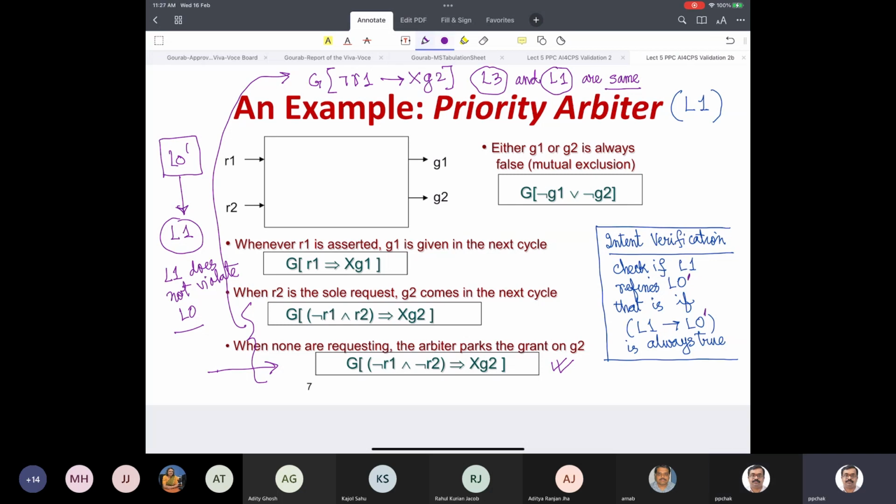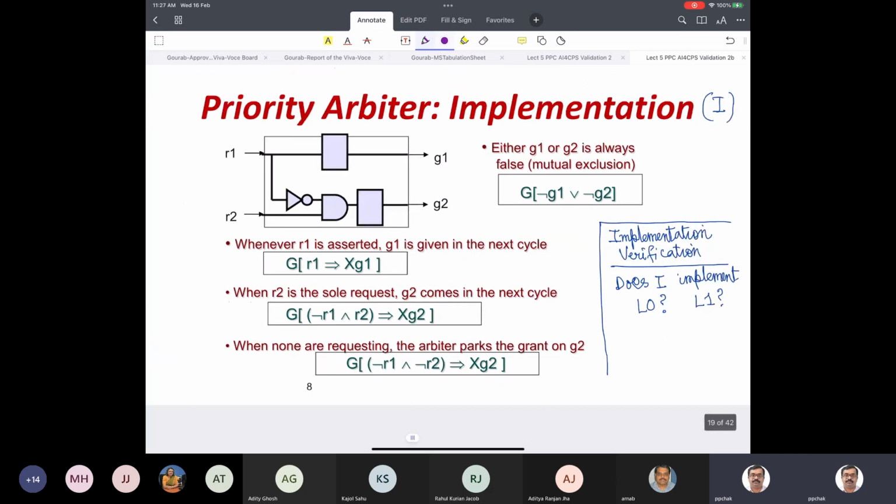Now, suppose I implement it by hardware. And eventually I will implement it by hardware. This is the hardware or an implementation which defines a behavior of the system. Can you tell me, does the behavior of this system here satisfy my temporal specifications?